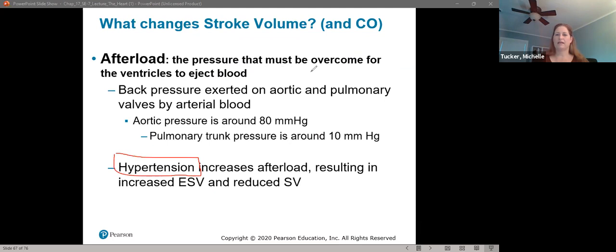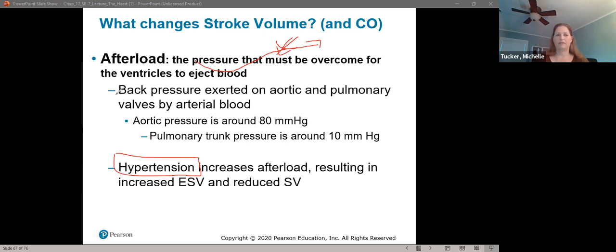So if there is high systemic blood pressure, which we call hypertension, there is more pressure pushed against the semilunar valve. So then the ventricles have to push harder to get blood out, and more of their contractile energy is placed into forcing these valves open. And so they have less available contractile energy to eject blood from the ventricle.